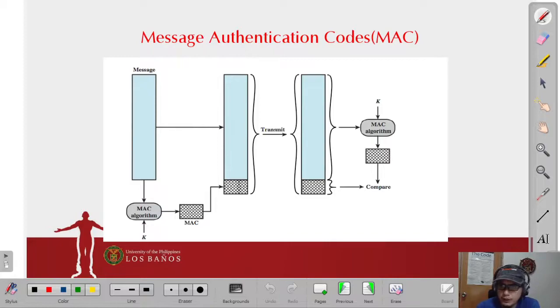So this is actually how it works. In security, you will often hear the word MAC. It's called Message Authentication Code.